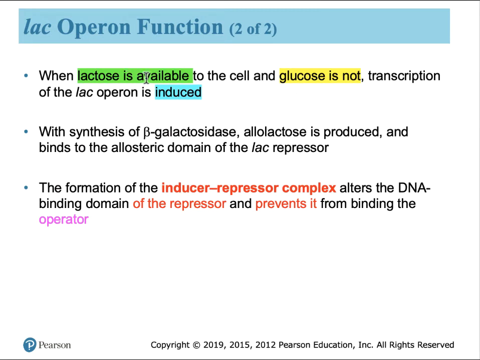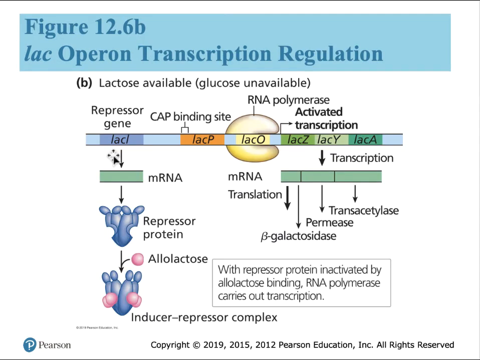Only when lactose is present and glucose is not will the Lac-Operon be induced, woken up, and it'll start transcribing at a high rate. Because lactose is now present inside the cytosol, some of that will be converted to allolactose, and it's the allolactose that acts as the inducer. So it's going to bind to the repressor complex and pull that off the DNA binding domain, unblocking that segment of the gene. We have an illustration of that in figure 12.6b.